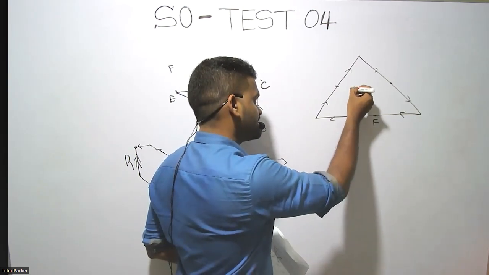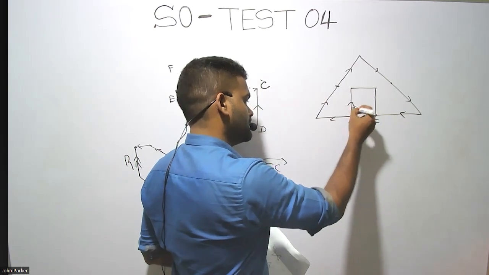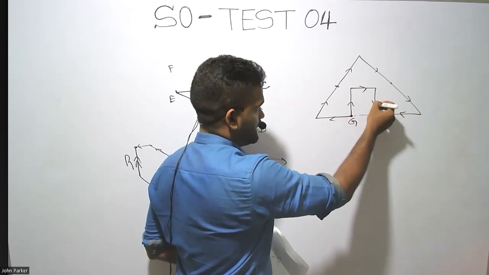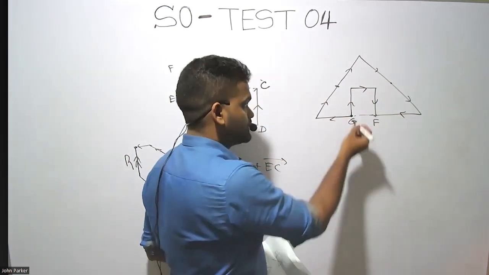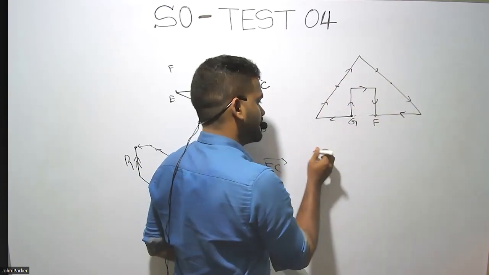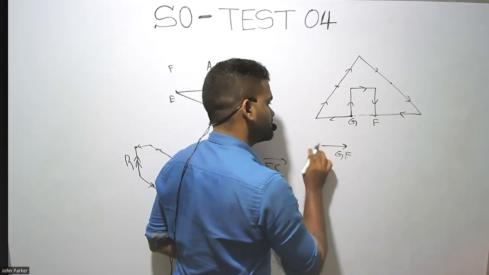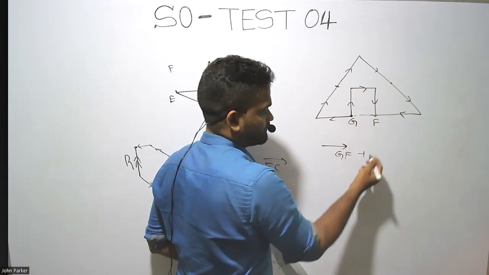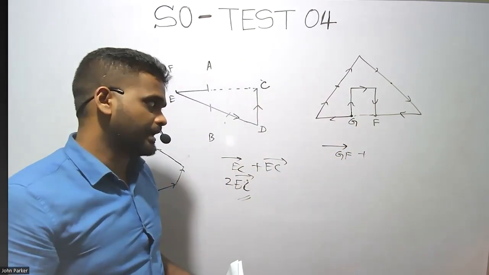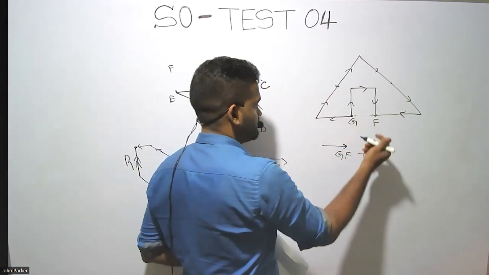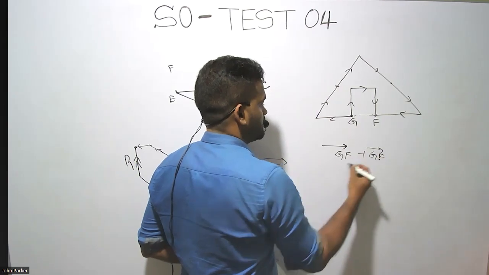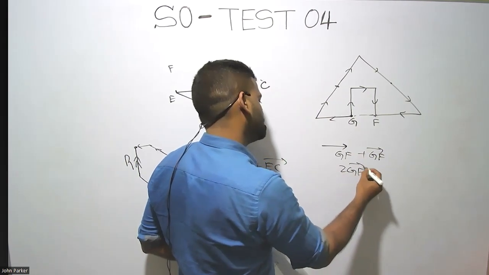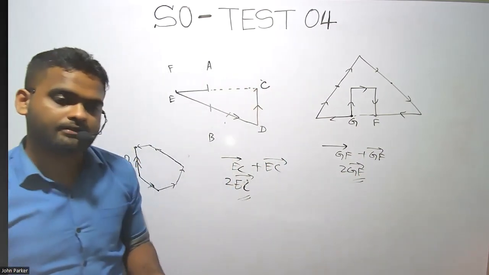Then in the middle as well there's a part that also starts from G, ends at F. So this whole thing creates a GF to this side. Then this middle part also creates GF because it starts at G, ends at F. So from G to F there's another vector. So when you add those two, it becomes 2GF.